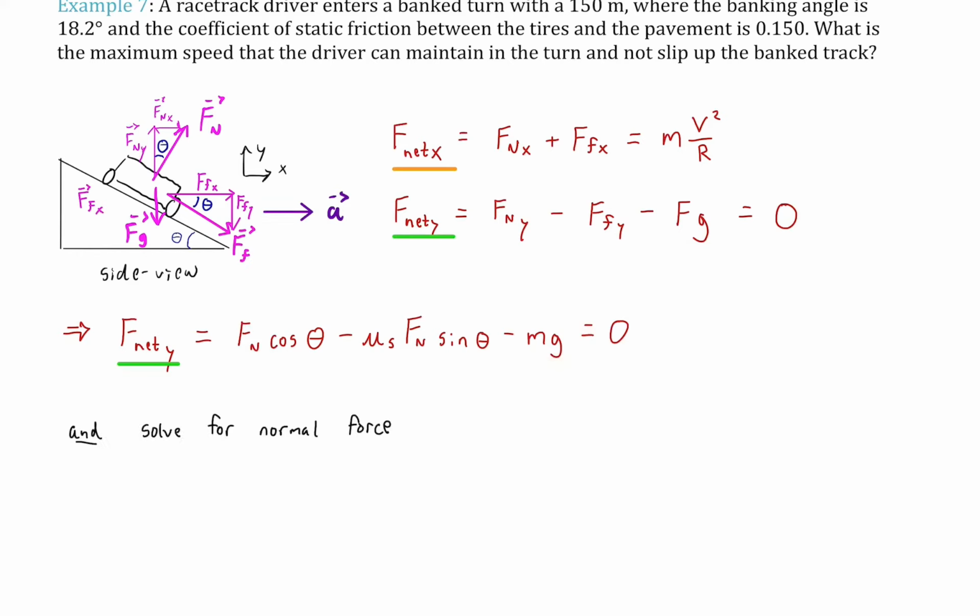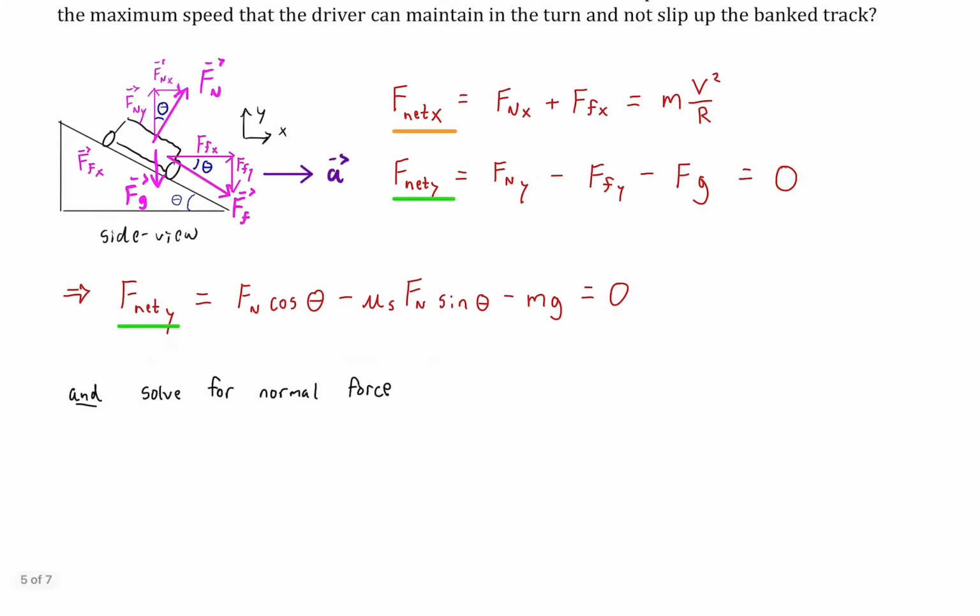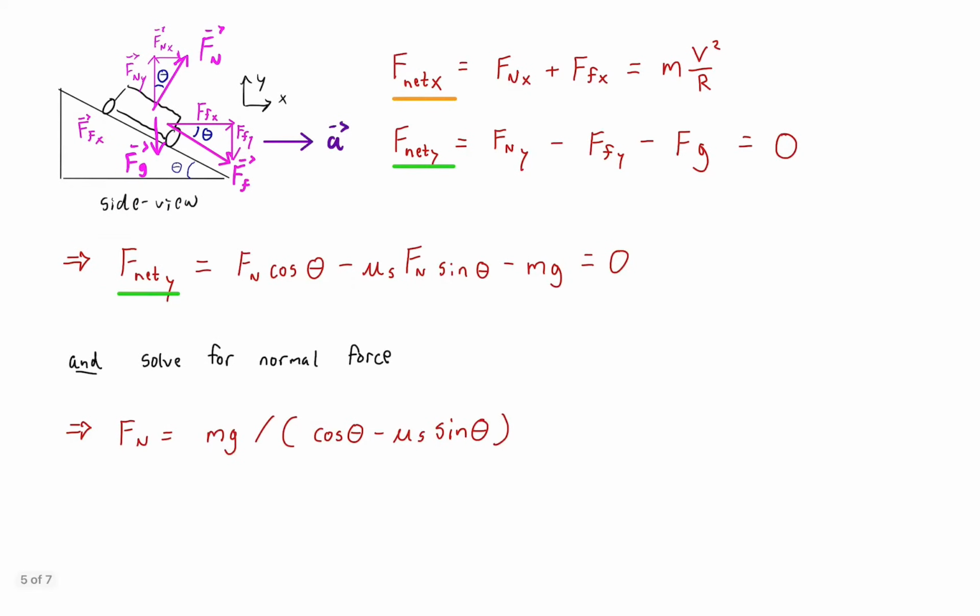Okay, then we're going to solve for the normal force from this expression, from the forces in the y direction. When we do that, just isolating the normal force, which shows up in two terms, and adding mg to both sides, we just get Fn equals mg divided by cosine theta minus mu s sine theta. Okay, so there we go. That's our expression for the normal force.